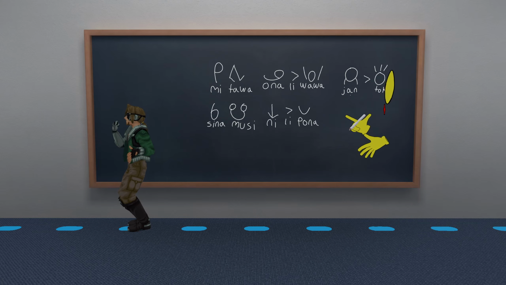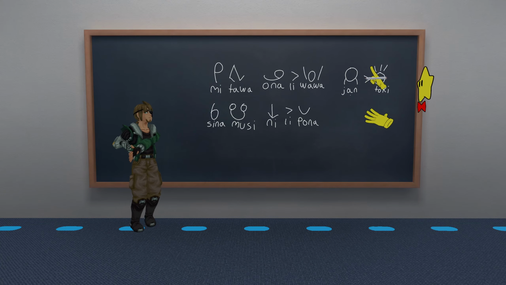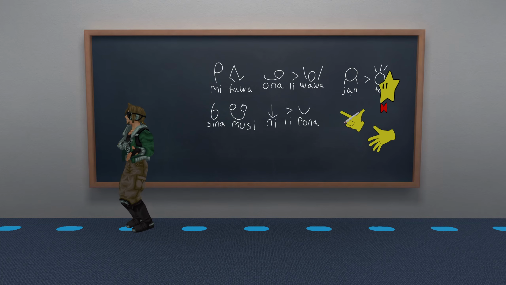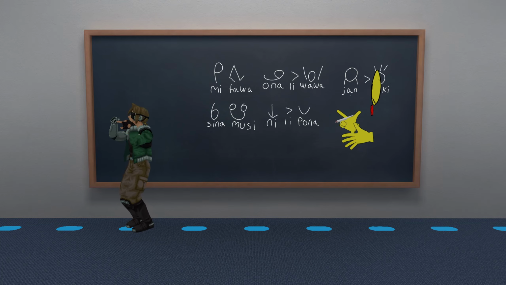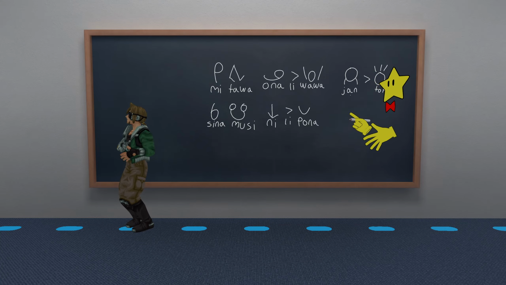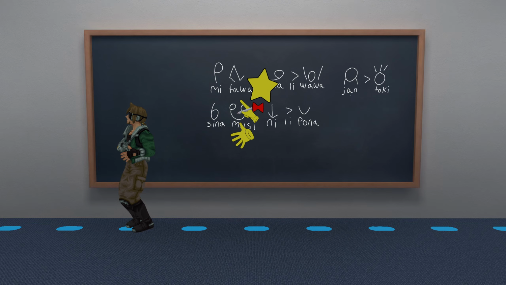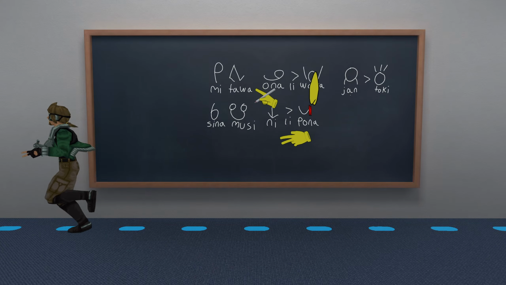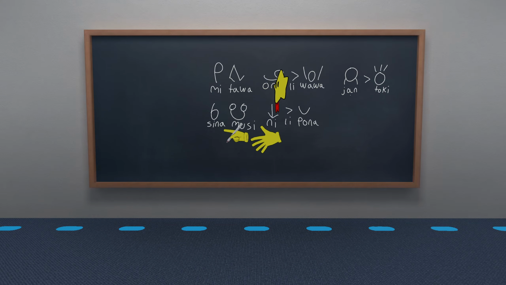Right. So here's our basic sentence structure, and I'll quickly go over how it works, and then we'll go over a couple more example sentences with more words. So, as I said, the word li introduces a verb, and I discussed how mi and sina do that all on their own.